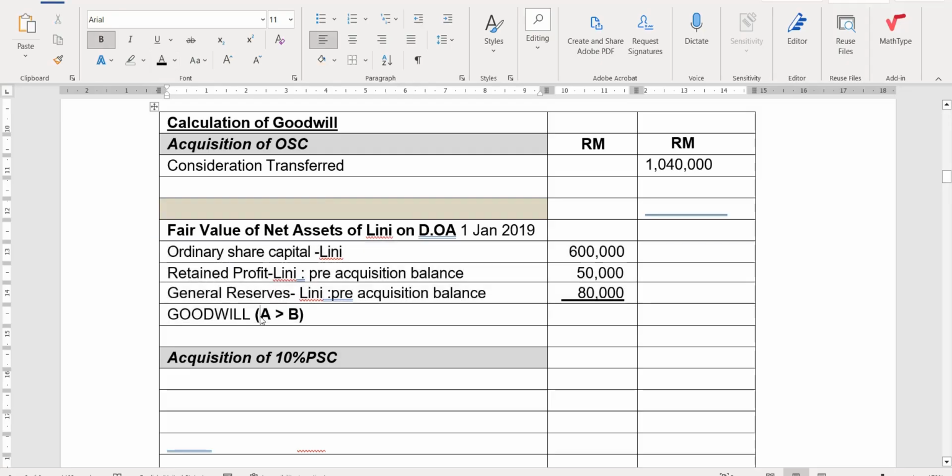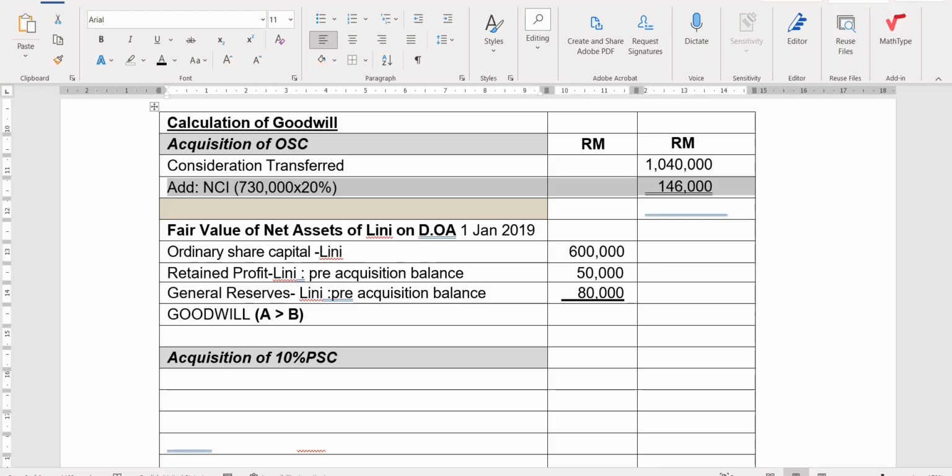Right, and you should also look for any fair value adjustment which involves any surplus or deficit on the date of acquisition. But in this question, there is no revaluation surplus or revaluation deficit that arises on the date of acquisition. So we are done with the calculation of the fair value of net asset, and we can calculate the non-controlling interest.